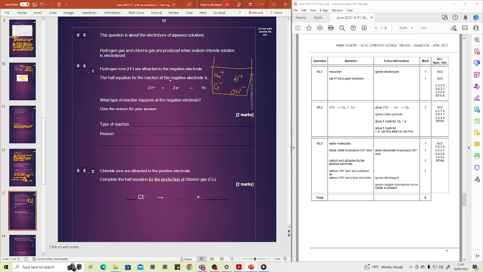Okay, the half equation for the reaction at the negative electrode is to make one molecule of hydrogen gas from 2 hydrogen ions and 2 electrons. And that is reduction because electrons are gained. So the answer is not electrolysis, because that would mean you'd have to have 2 electrode reactions going on at the same time. So this is what you could call half a reaction, the reduction half of a redox reaction.